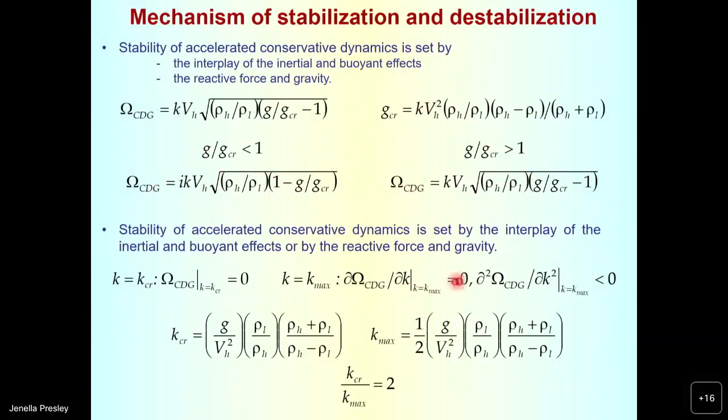And we may also evaluate that the stability of this accelerated conservative dynamics is set by the interplay of the inertial and buoyant effect, or by the reactive force and gravity. We may evaluate what would be the maximum growth rate of this instability and the critical wavelength, and we may evaluate this ratio. This ratio is quite important, especially in problems associated with ablative Rayleigh-Taylor, because it may tell us what should be the resolution of our simulations or the resolution of our observations in the experiments.